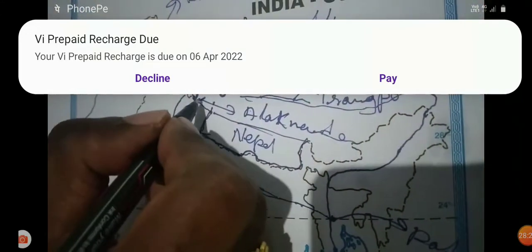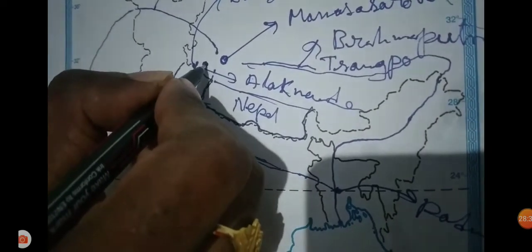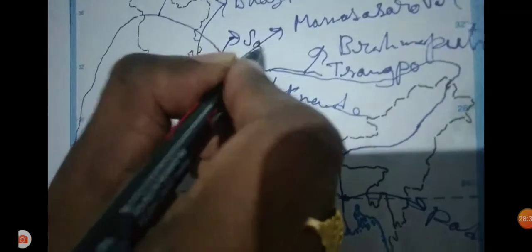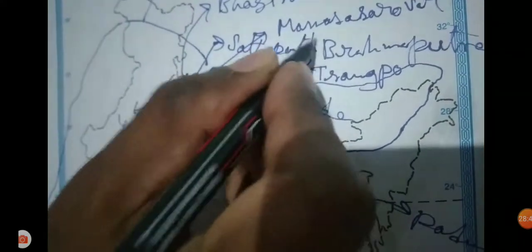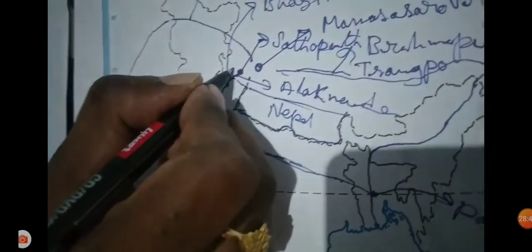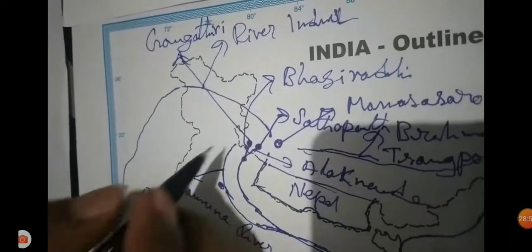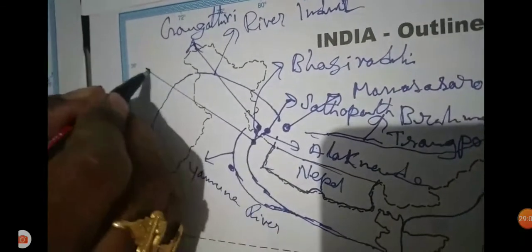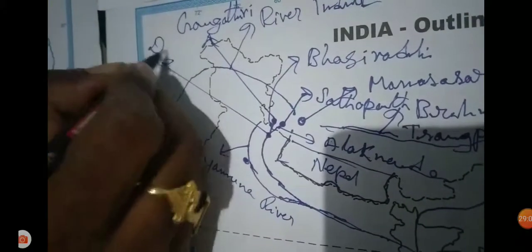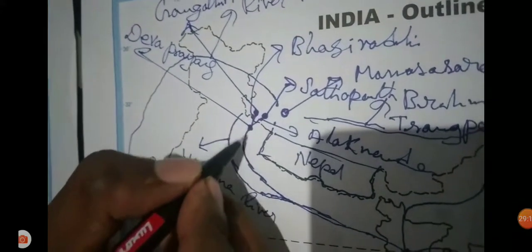The birthplace of Alaknanda is the Satopanth Glacier. The birthplace of Bhagirathi is Gangotri, the glacier source for the Bhagirathi. These two are joined together at a place called Devaprayag. Later it is called the Ganga River.